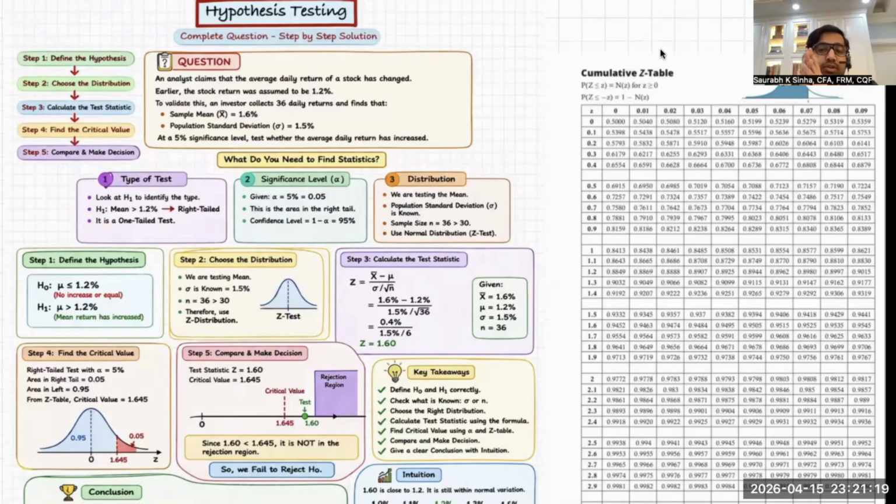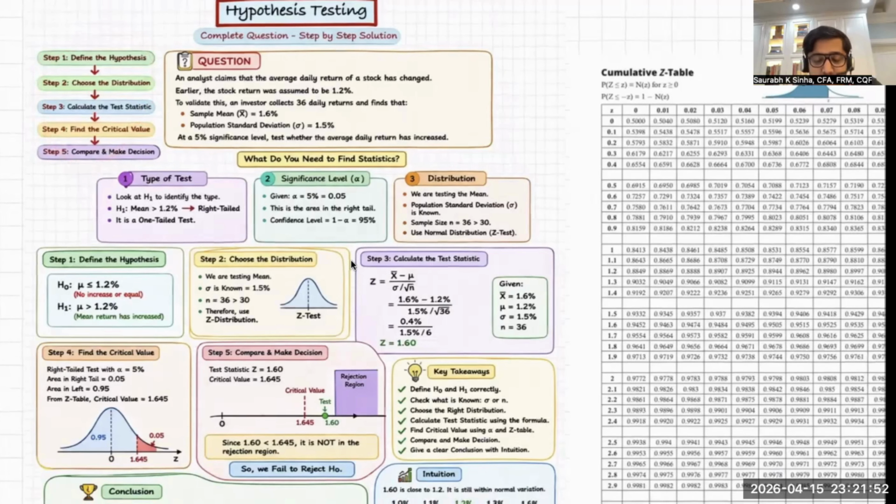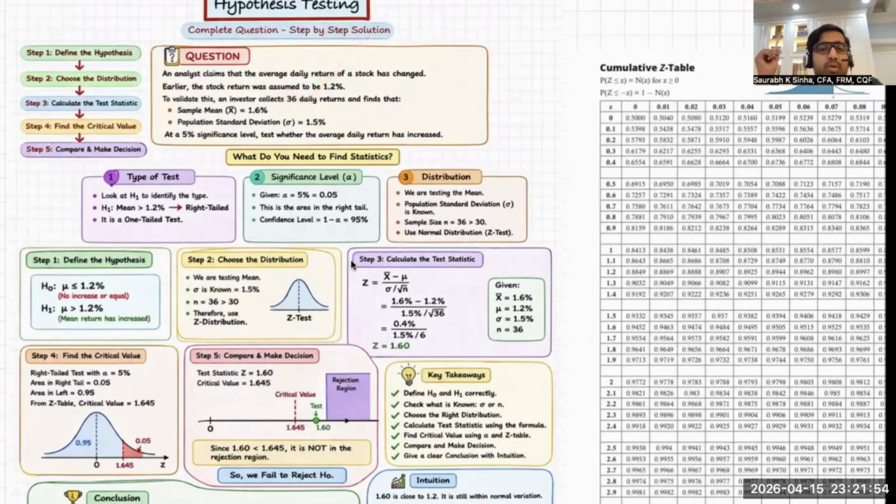We'll solve a complete question on hypothesis testing. And in my opinion, if you're able to solve one question properly, then you will be able to solve any question in hypothesis testing. So here we are not talking about individual steps. We are talking about how all steps come together to solve a problem that is related to hypothesis testing. We'll combine all the steps that we have learned so far to solve one question.